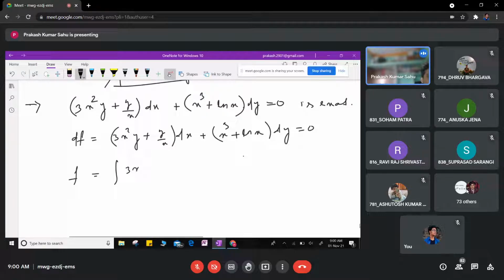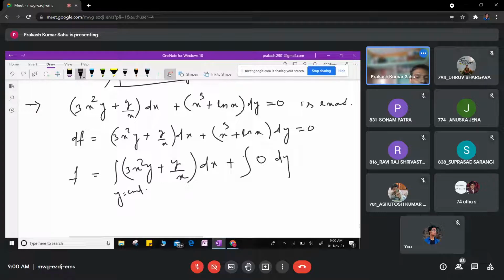So what is the value of f? This f is equal to the integration of (3x square y plus y by x) dx plus the integration of n. Here y is a constant, but in n we take only the y term, where x is not present. But there is no such term, yes or no? Because this n contains only x cube plus ln x, two terms, and both contain x, so there is no y term, and if there is no y term then this is nothing but 0.